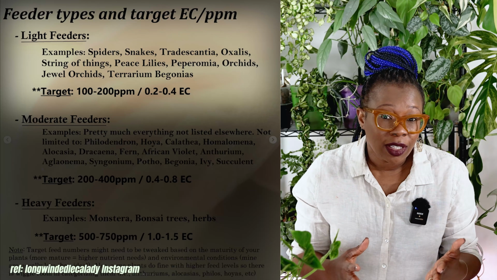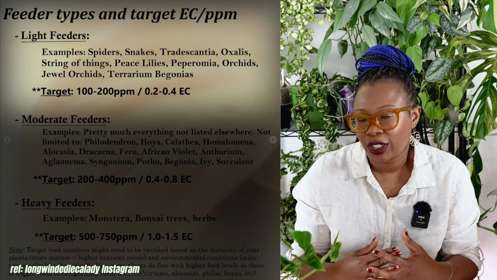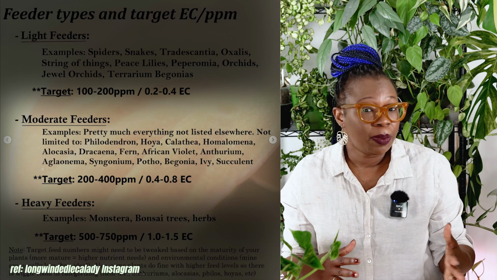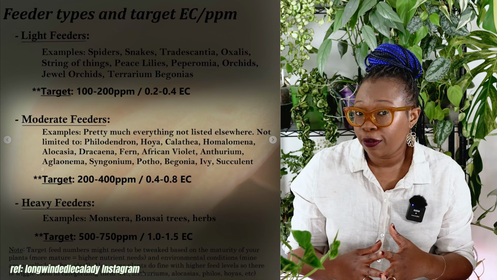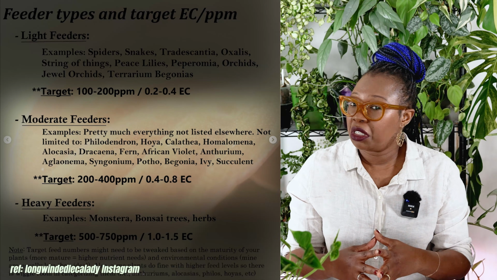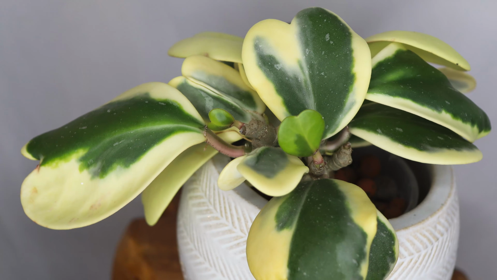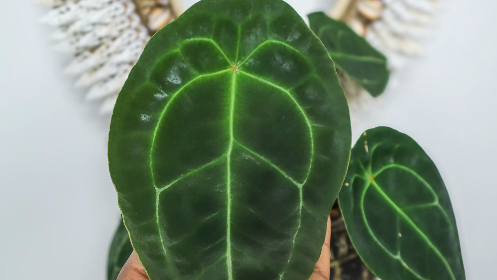The most common houseplants fall into what Alison categorizes as moderate feeders. A typical EC range for these plants sits between 0.4 to 0.8 EC. Plants that are known to be moderate feeders include philodendrons, hoyas, calatheas, African violets, anthuriums, and so many more.